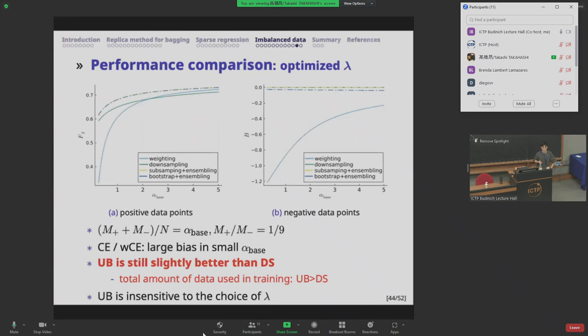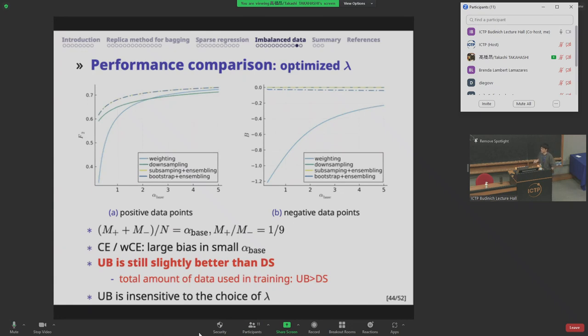And what happens if we optimize the regularization parameter lambda? In this case, even for the optimal regularization parameter, the bias term for the weighting method is not so good. It still has bias towards the minority class. But on the other hand, the cross entropy method, downsampling and underbagging are much better than the weighting method. And the underbagging method is still better than the downsampling.